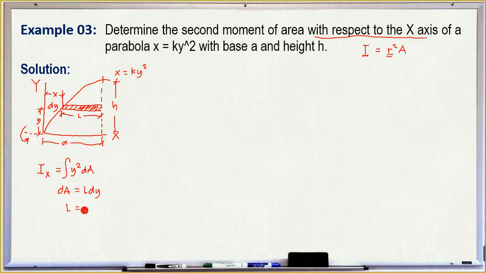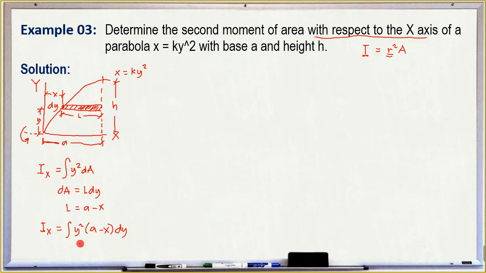So therefore, our L is just the difference of the base A minus x. Okay, A minus x. Considering that we are concerned with this particular point that is along this rectangular strip. Now, substituting dA and L in our integral equation, we have Ix is equal to the integral of y square times A minus x dy.